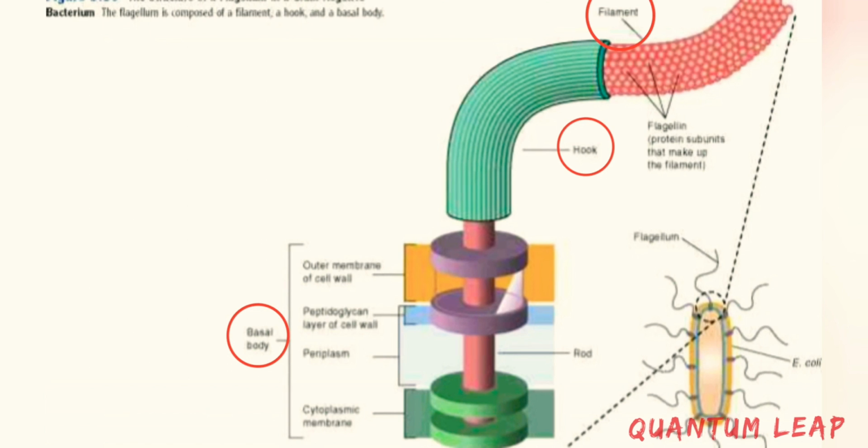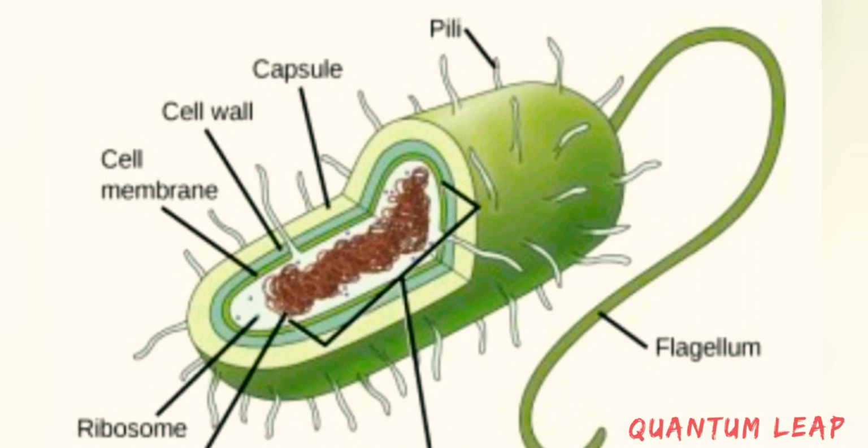You don't need so much now, but I just showed you for a diagrammatic imagination for your better understanding. So look at it once again, the filament, hook and the basal body. Besides flagella, pili and fimbriae are also surface structures of the bacteria but do not play a role in motility.